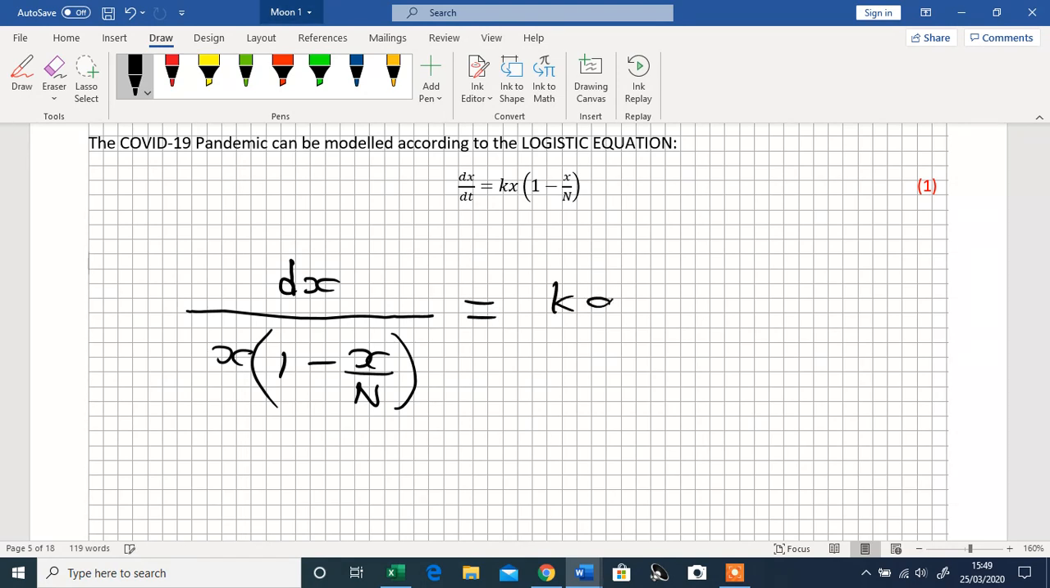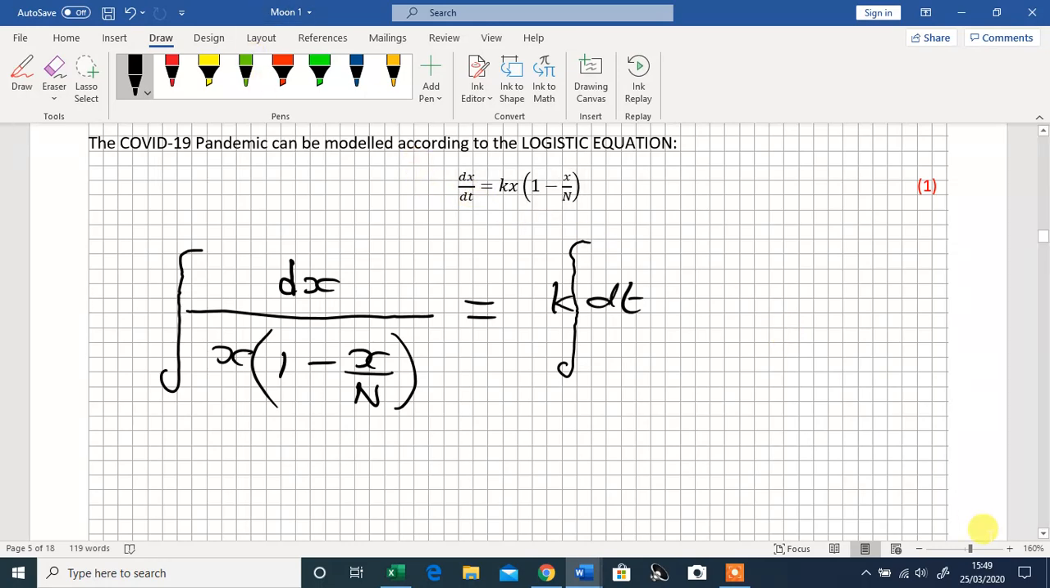That's equal to k dt. And of course, when we separate out the variables, we want integral signs. We take k as a positive constant, although it may come out to be negative later on. So let me just write that in a little bit more neatly.